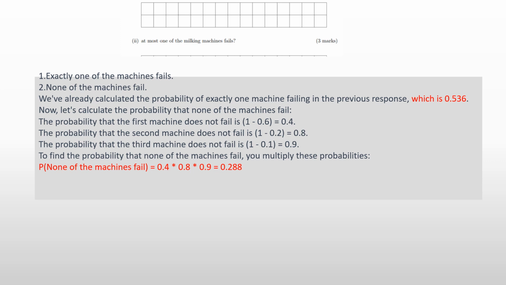Okay, and now I have the probability of exactly 1 failing. We did that in part A, which is 0.536 in red there, and on the bottom now we just found the probability of none of them failing, which is 0.288. So now we just add them, because either that or this happens, right? So the chances are quite high. You add 0.536 plus 0.288, you get 0.824 as the chances of at most one of them failing.